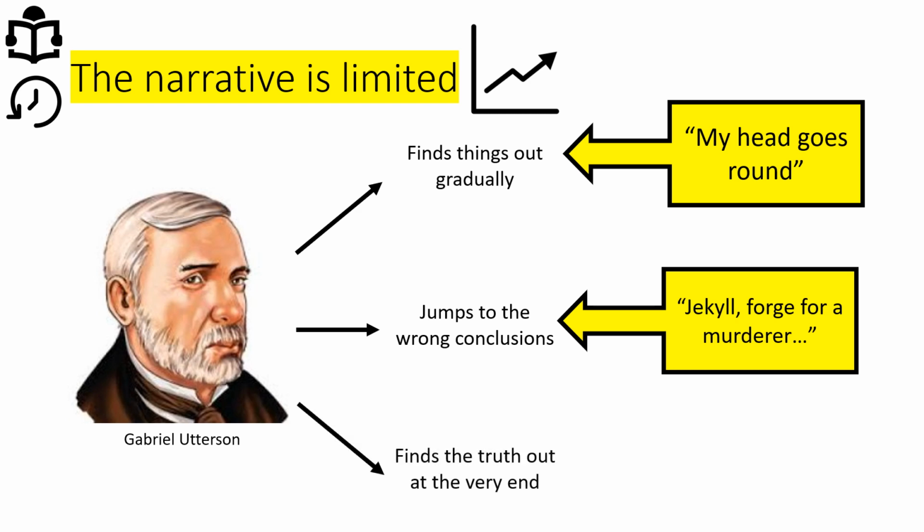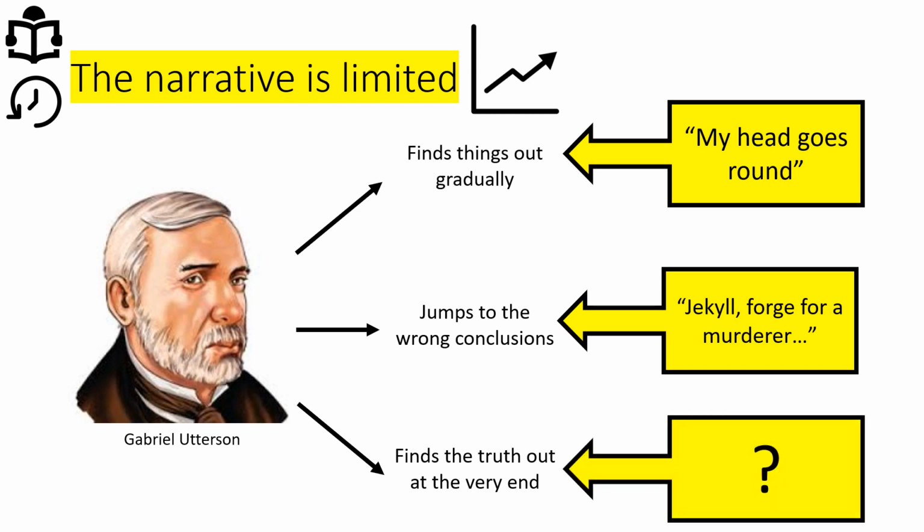And lastly, he only finds the truth out at the very end of the novel, in the form of the two narratives that he picks up and reads in his study to himself privately, which is chapter 9, Dr. Lanyon's narrative, and chapter 10, the enormous chapter, Henry Jekyll's false statement of the case. And actually, we never really hear what his reaction to these two things is.